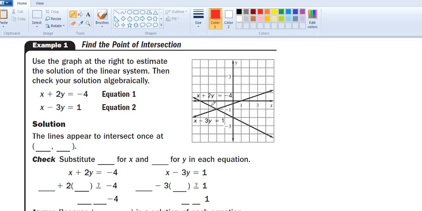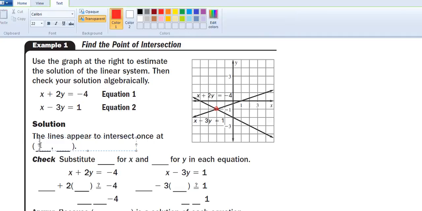So where they appear to intersect is right there. So look at that point right there. What does it look like it's crossing at? And hopefully you're going to say it looks like it crosses at -2, -1.